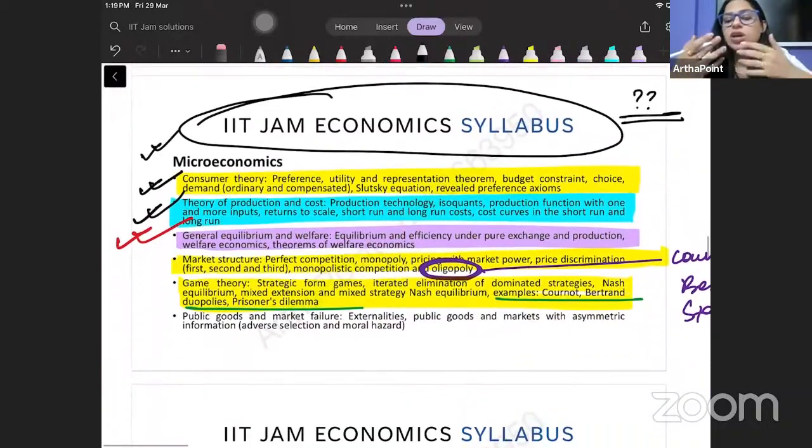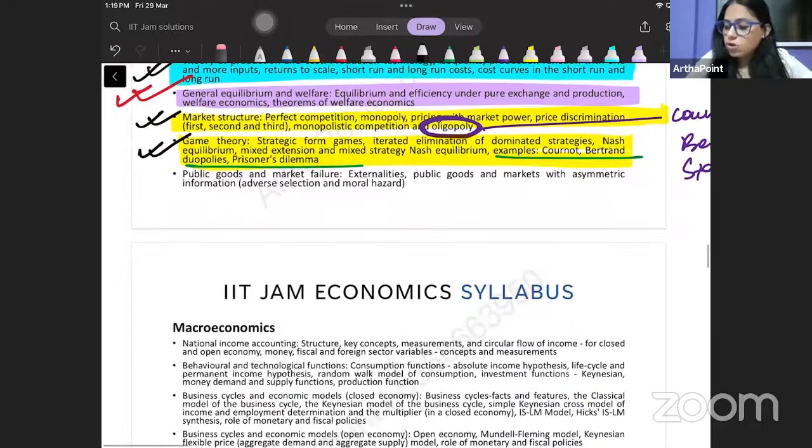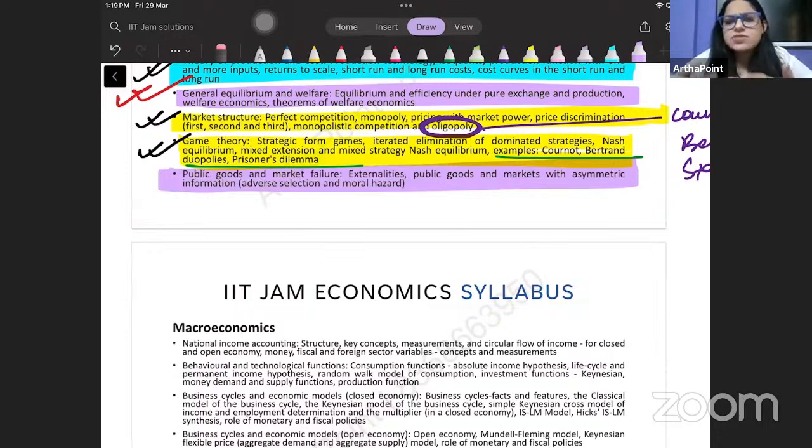So we will be talking about game theory: what is a dominated strategy, what is a dominant strategy, what is a sequential game, what is a simultaneous game. All of that is part of the IIT JAM syllabus. At last, we will be talking about public economics and market failure. A short question comes from this part also in the final exam. So there will be questions asked on, say, number one, what happens when you have the problem of externality? How will you find the Pigovian tax? How will you find out the Pigovian subsidy, right?